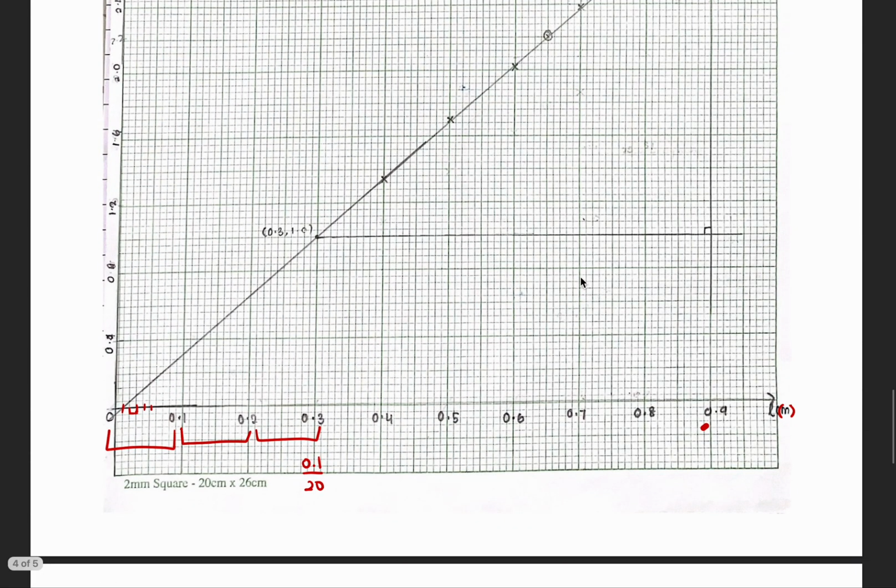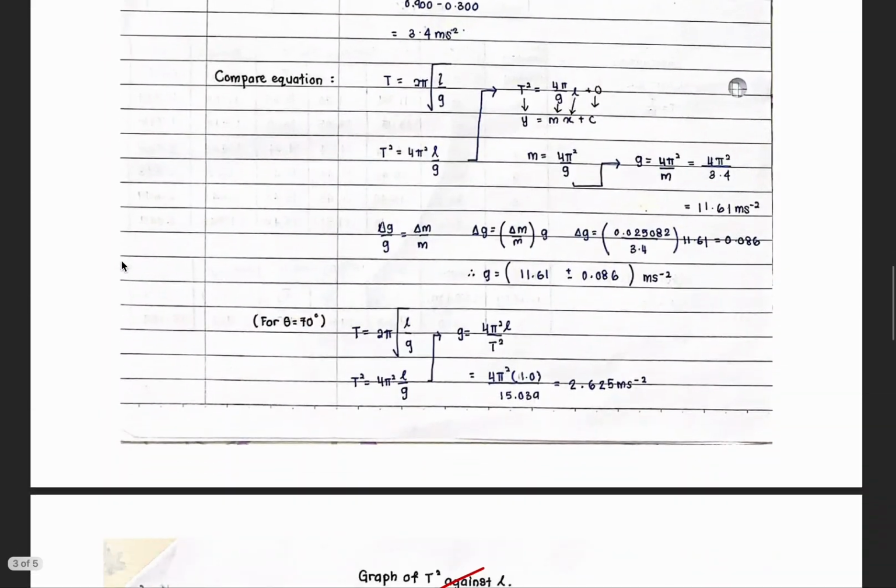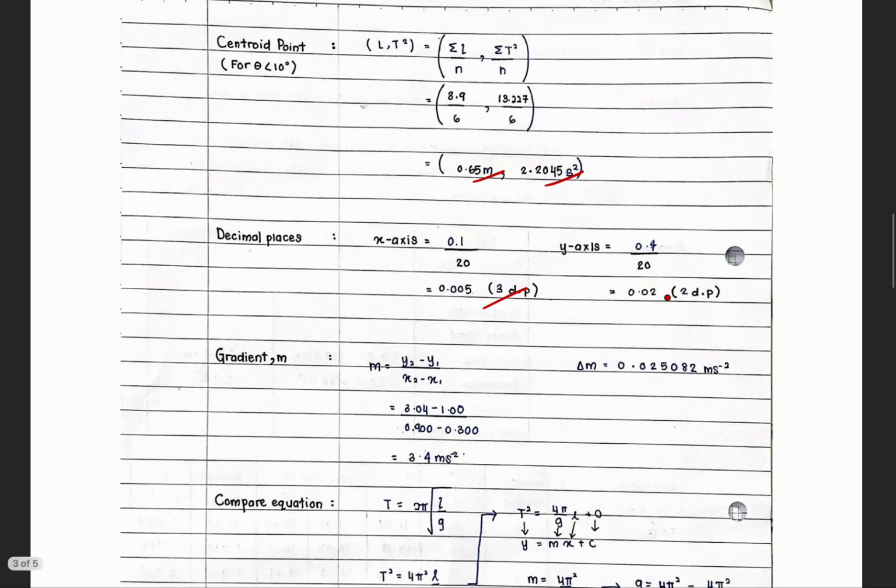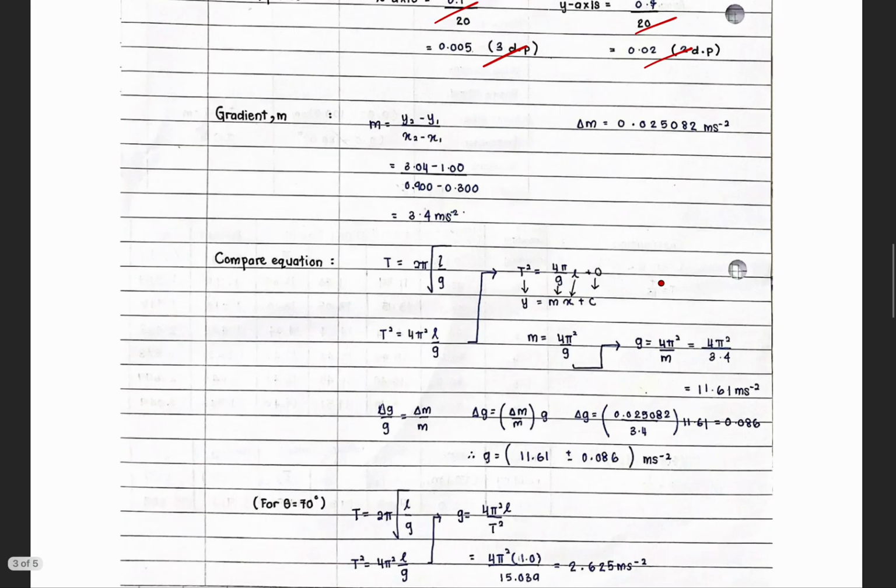Untuk y-axis pula, antara setiap ini dia ambil 0.4. So kita ambil 0.4 bahagi dengan 20. So yang ini is 0.02. So this one is 3 decimal place, this one is 2 decimal place.